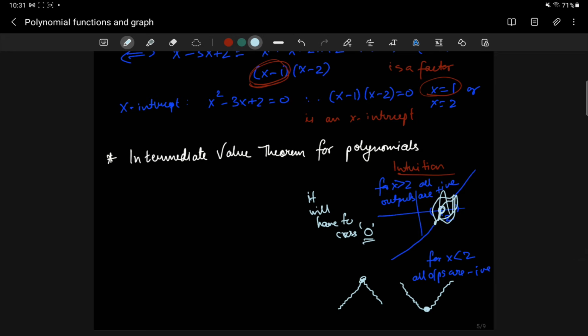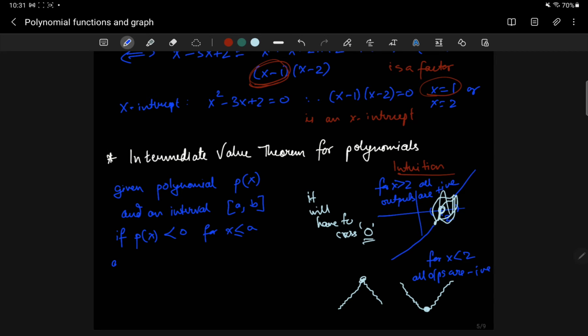Okay, so the intermediate value theorem says: given a polynomial p(x) and an interval (a, b), if p(x) is negative for x less than a and positive for x greater than b, then p(x) has a root in (a, b).